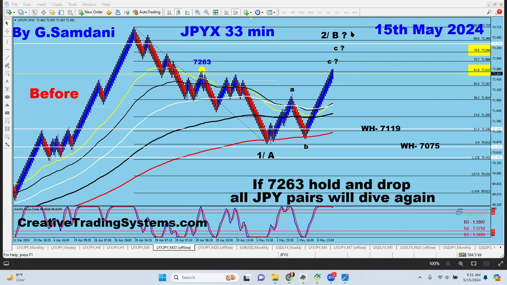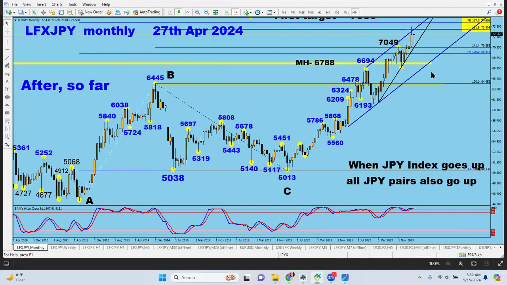So let's get started. Yen index, this is my monthly chart. I was expecting that it would go up and hit this target here, 73.30. First target, maybe go to second target, 74.50. But what happened, the 73.30 was hit and then we dropped.